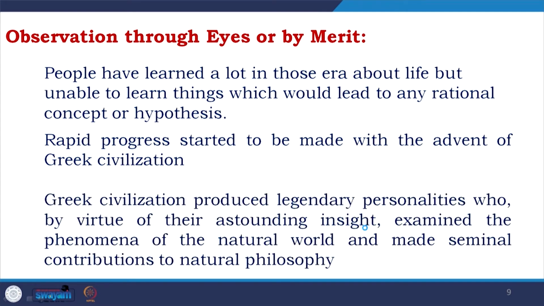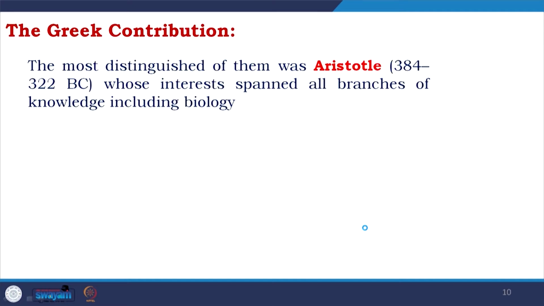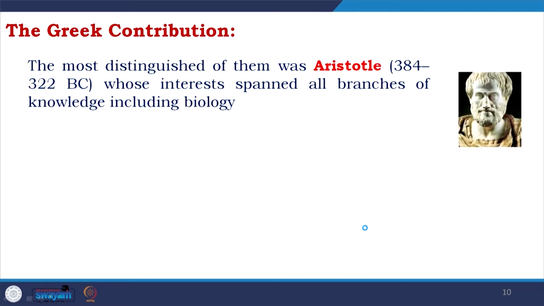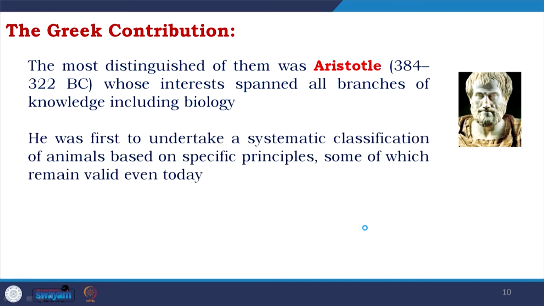Greek civilization produced legendary personalities who, by virtue of their astounding insight, examined the phenomena of the natural world and made seminal contributions to natural philosophy. The most distinguished of them was Aristotle, whose interest spanned all branches of knowledge including biology. So, this is Aristotle. He was the first to undertake a systematic classification of animals based on specific principles, some of which are even valid today.